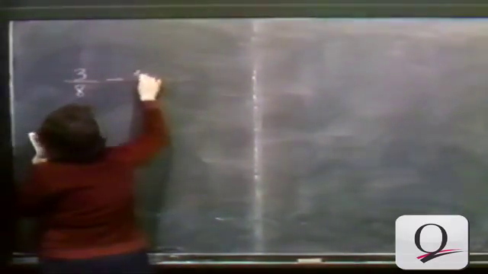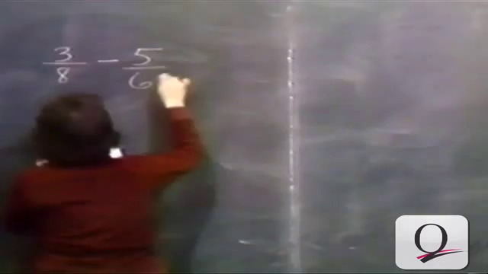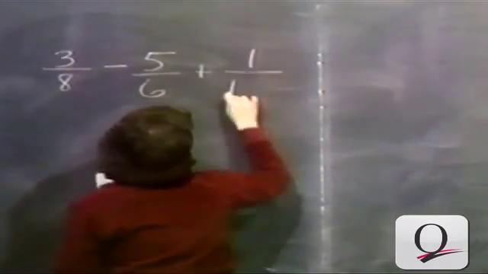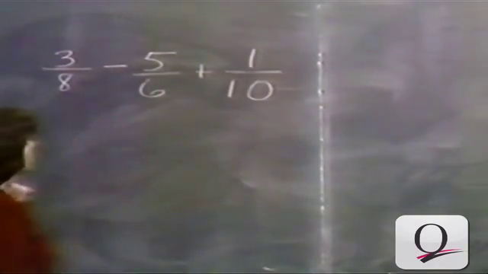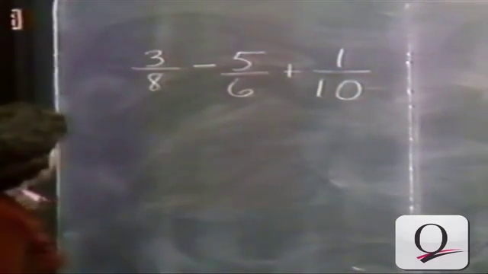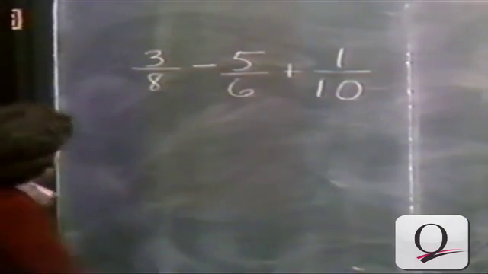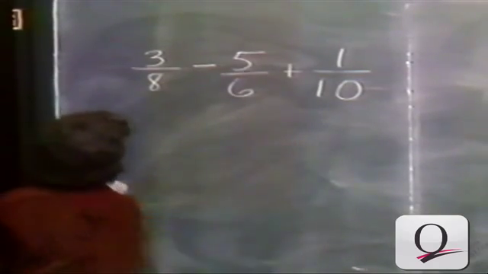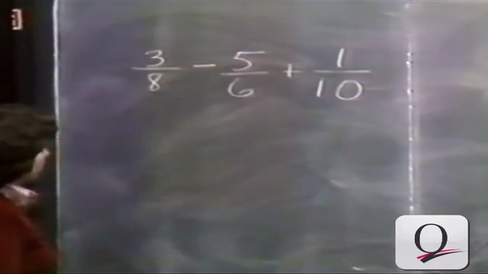3/8 minus 5/6 plus 1/10. Okay, we'll start with arithmetic fractions and work our way up to algebraic fractions. Here we'd like to add, combine these fractions, and they don't have the same denominator.